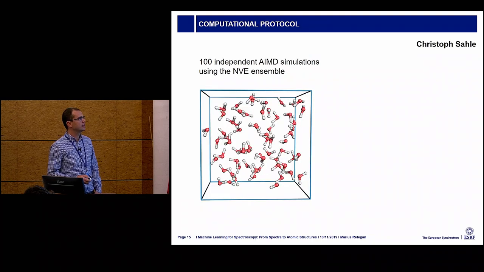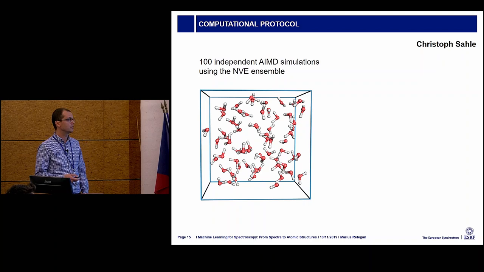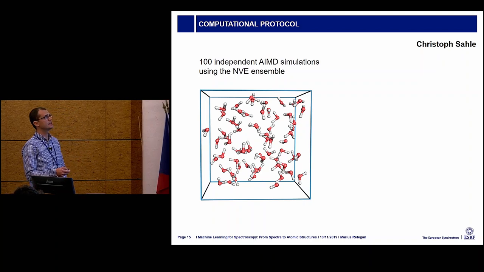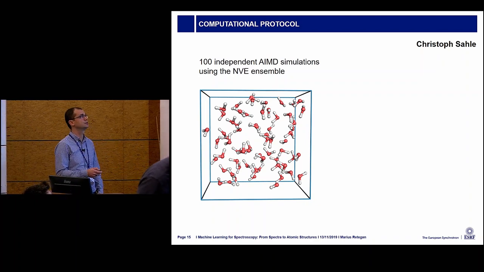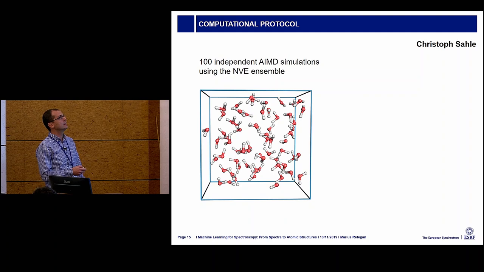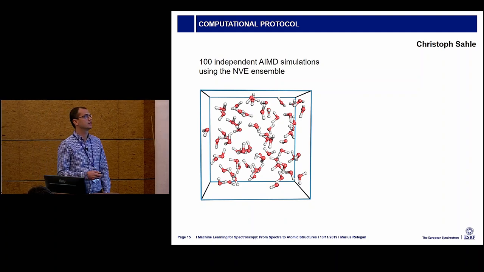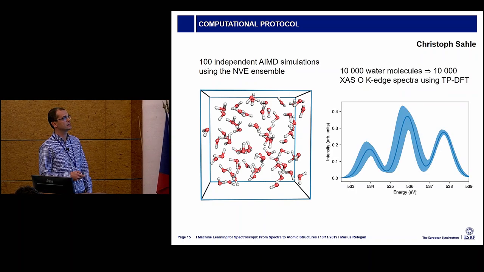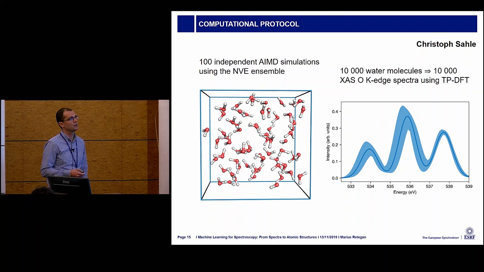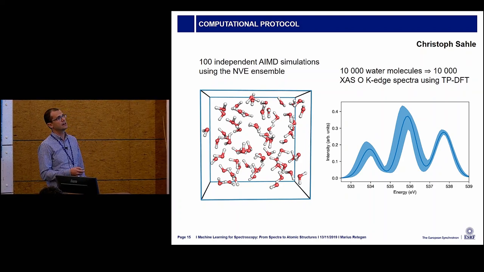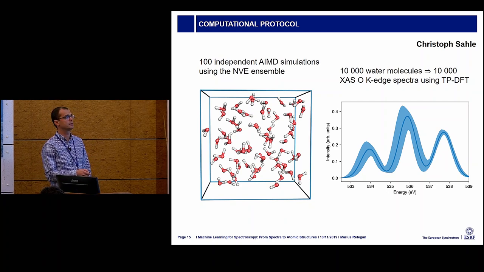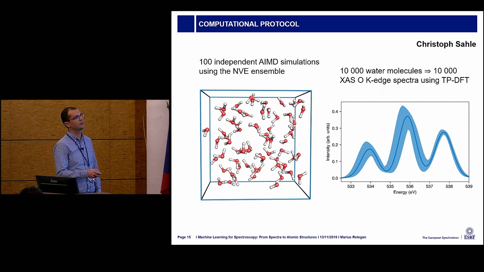So as I said, if you do not have a large number of materials, you do molecular dynamics simulation. This is raw data that Christoph Salle was nice enough to provide me. He did a large number of independent ab initio molecular dynamics simulations. For each of these simulations, you can extract the structure of a large number of water molecules and calculate, for these 10,000 water molecules, the X-ray absorption spectrum. Here you have the average spectrum in a darker color, and spanning around it you have the other spectra, so you can see a clear variation in intensity and also in peak position.